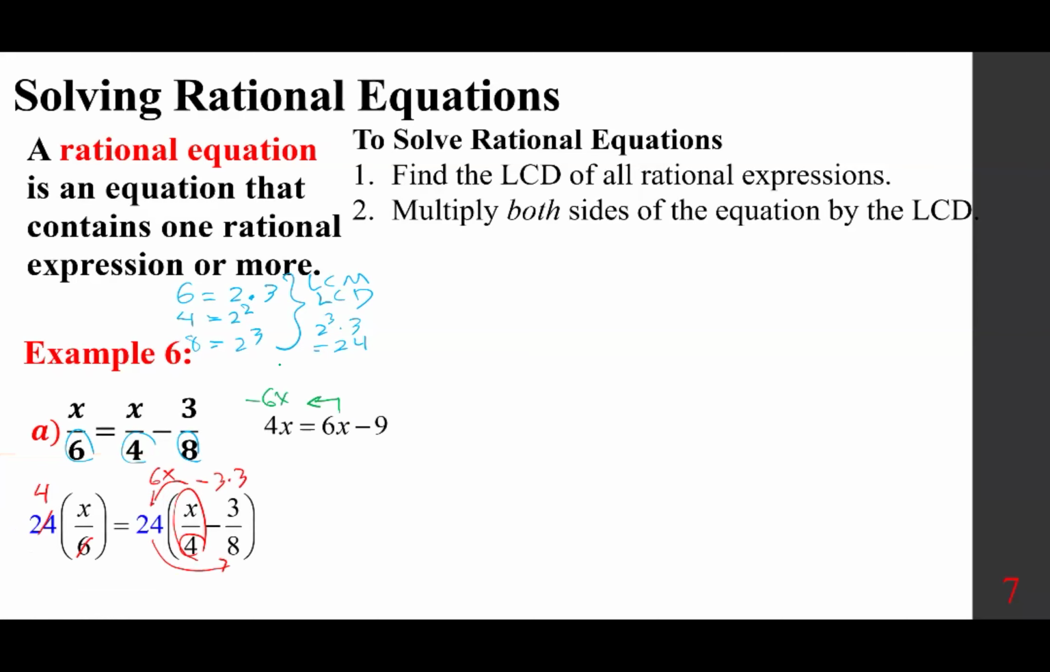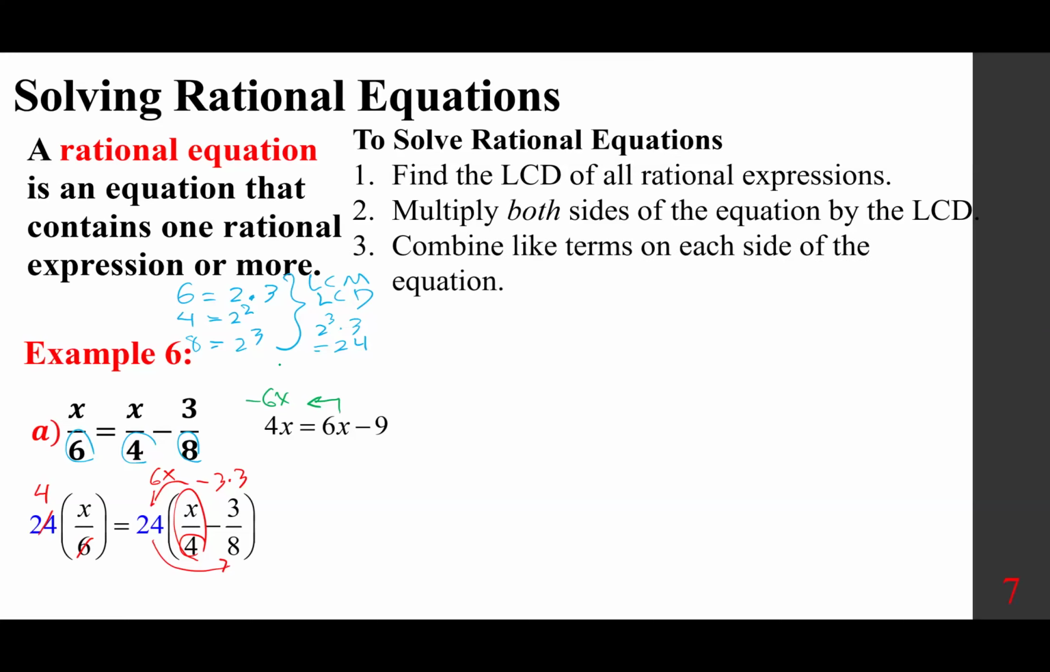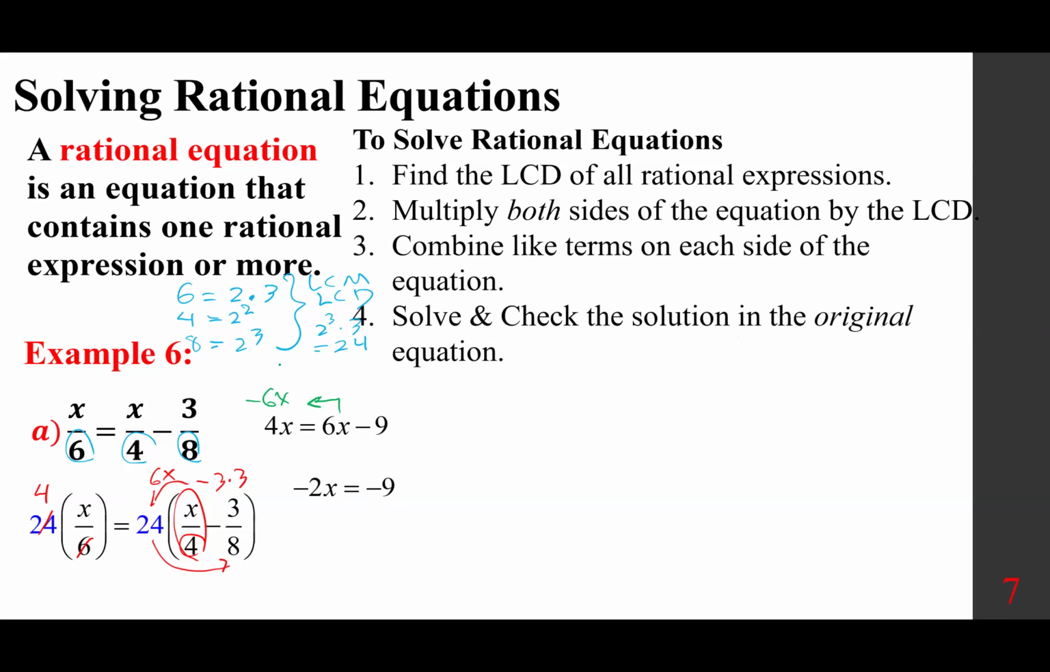We are going to move the 6x to the left, and with 4x it becomes negative 2x, because we are going to combine like terms on each side of the equation. There's nothing to combine on the other side, so we move things around. Solve and check. So minus 2x is negative 9. Divide by negative 2. x is positive 9 halves.